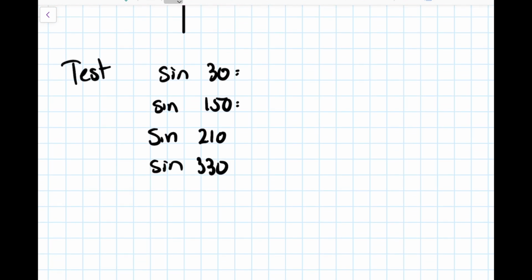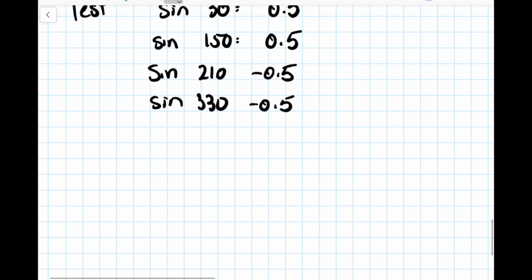So when you plug them in, you should have gotten for each of them 0.5, 0.5 for 30 and 150, and then for 210 and 330, you would have gotten negative 0.5 and negative 0.5. And so that process is actually going to hold true no matter what. So if you tried it with cosine and tangent, you'd still end up getting the same thing for everything, with one small difference of maybe positives or negatives. And that's always going to be true for reference angles, and that's why we care about reference angles so much.